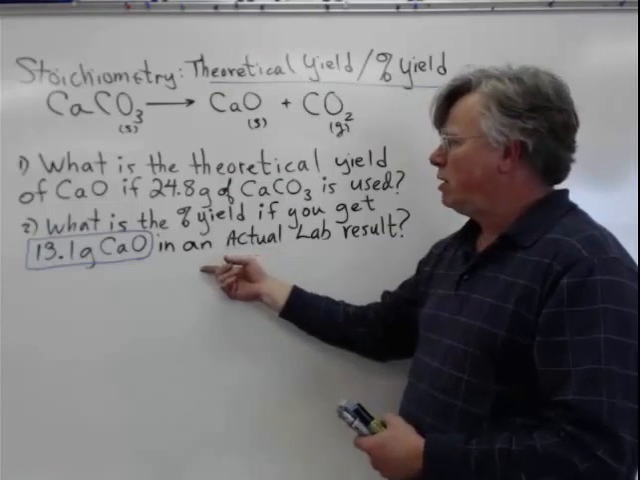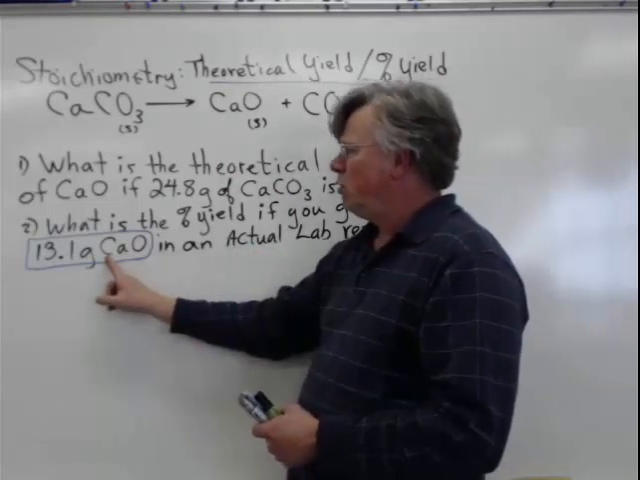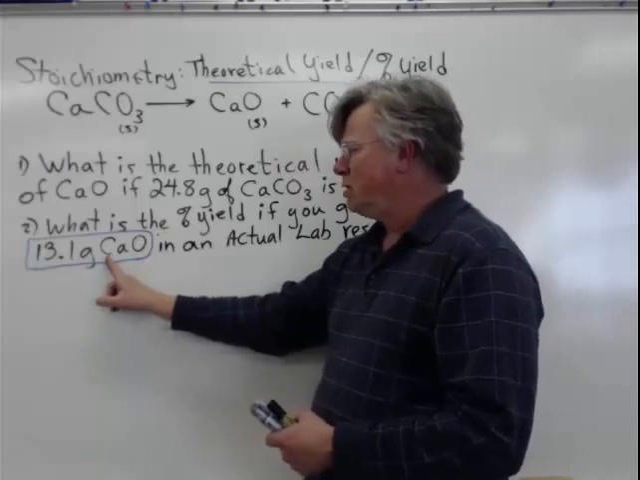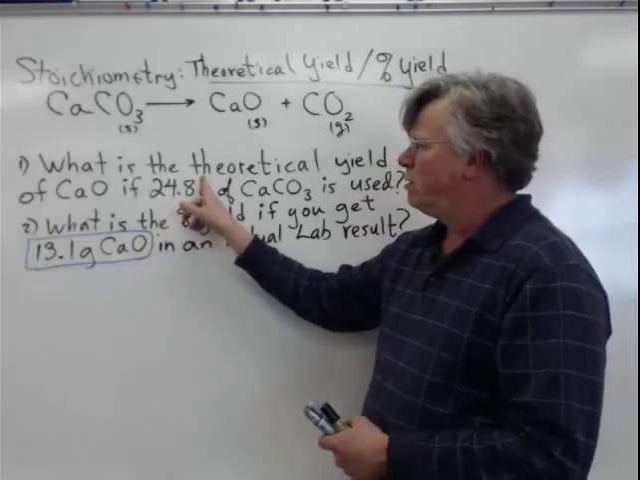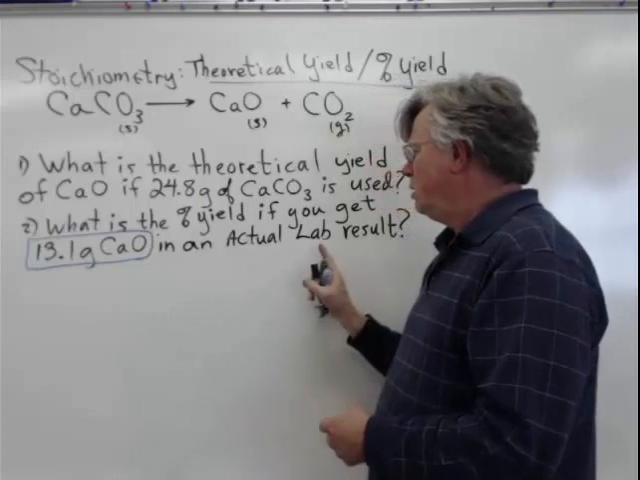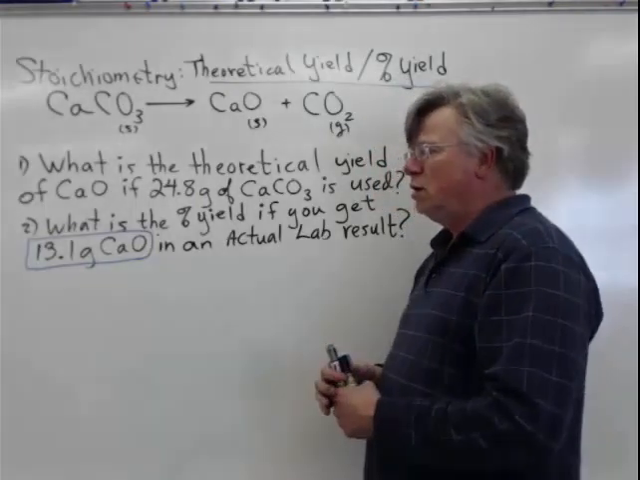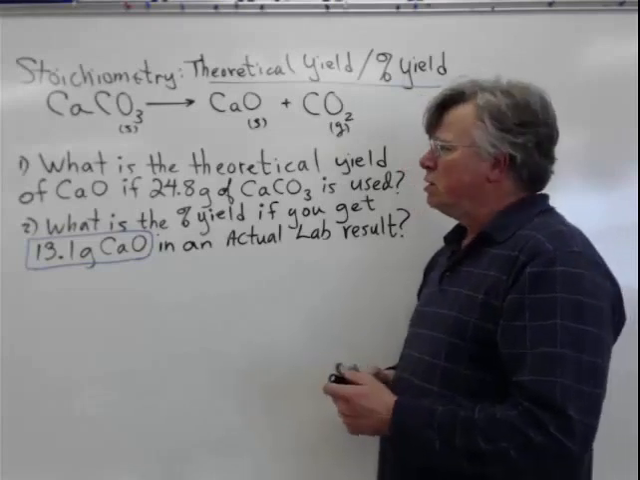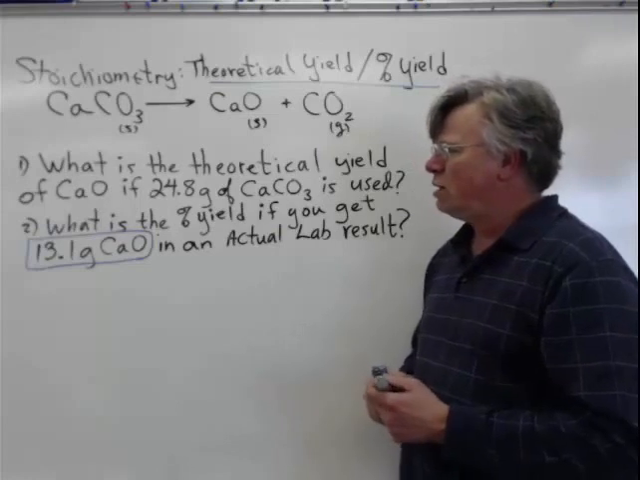And then the second part is, if I actually make in a lab 13.1 grams of calcium oxide, what's the difference between this amount and the theoretical amount, and therefore what percent yield did my lab result have? Was it 100% of what I expected, 95%? So starting out with this first part, what is the theoretical yield of calcium oxide?